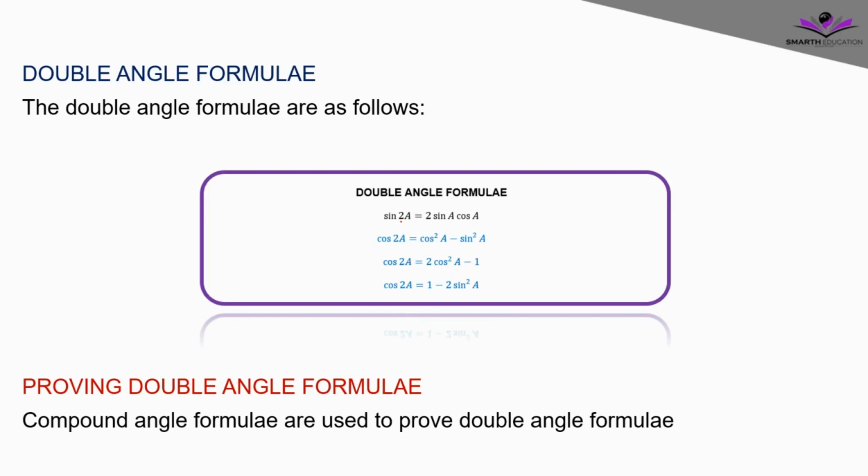Check that. Sine 2a is just the same as sine a plus a, like this. So we can use compound angles to prove that this is equal to 2 sine a cos a. And even cos 2a is just the same as cos a plus a. And then we can prove these three.